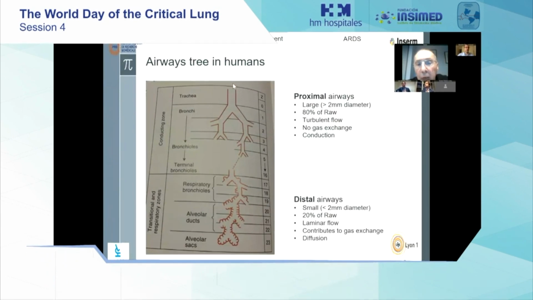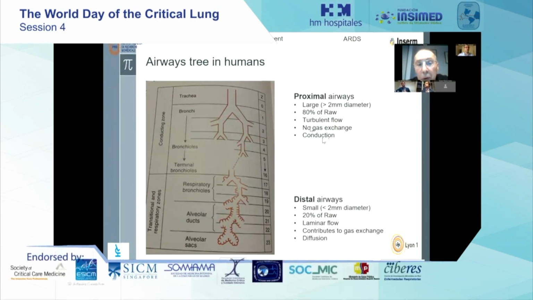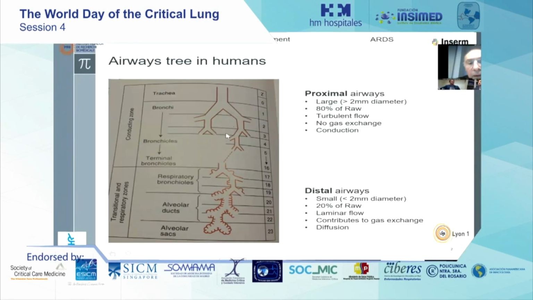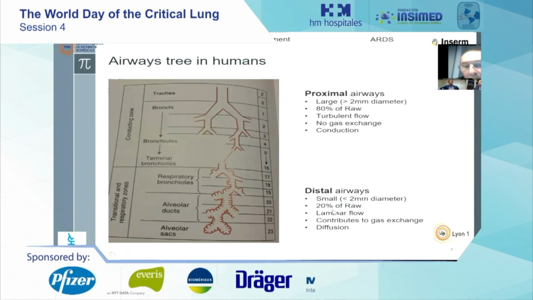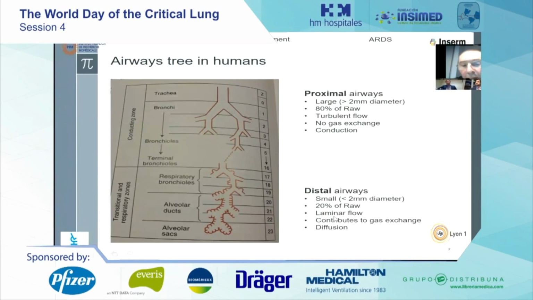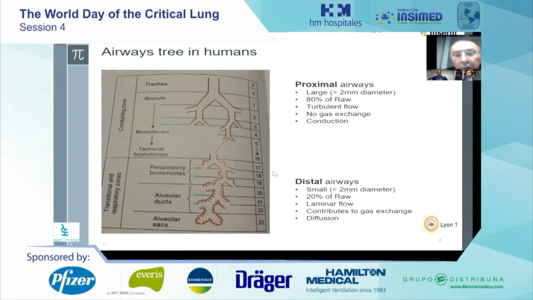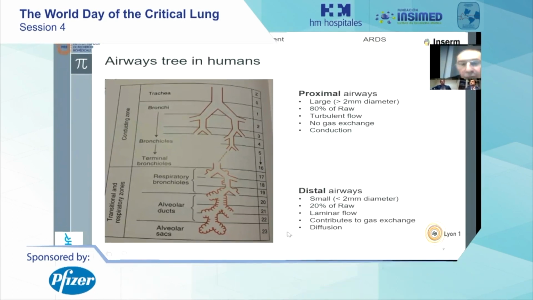The flow propagates through a turbulent mechanism. There is no gas exchange there, and the mechanism by which the air is going to flow there is conduction. By contrast, you have here the second category of airways, distal airways, which are smaller, represent 80% of the airway resistance. The flow propagates through a laminar mechanism. It contributes to gas exchange, and the mechanism for the propagation of airflow is diffusion.